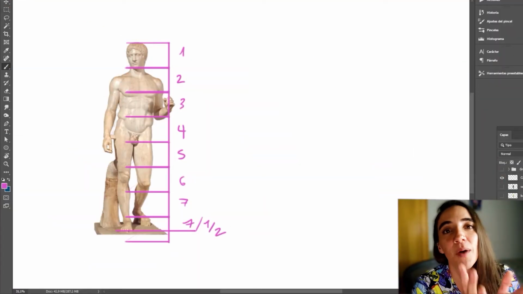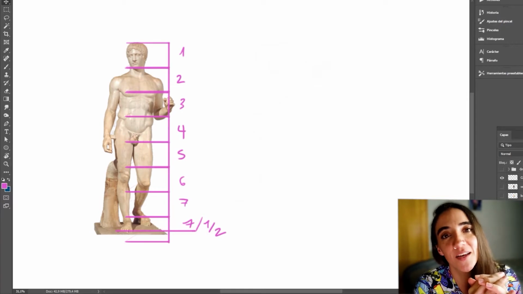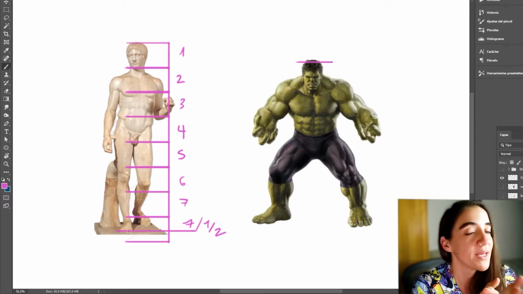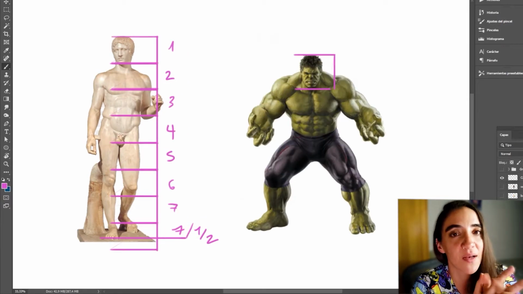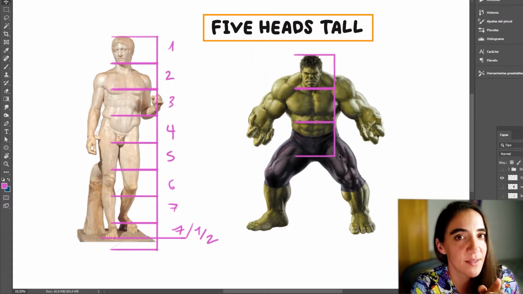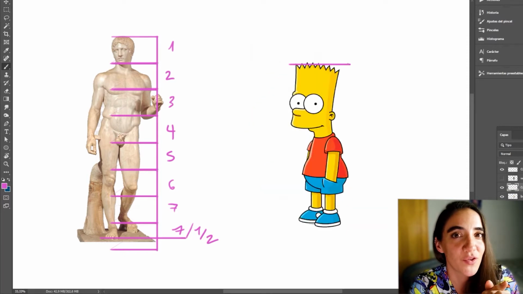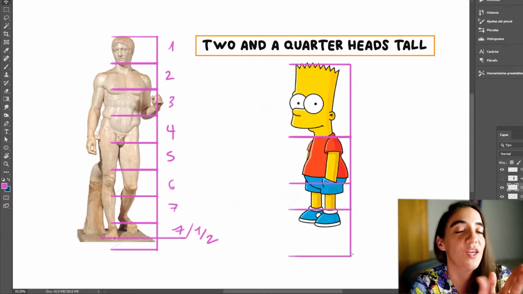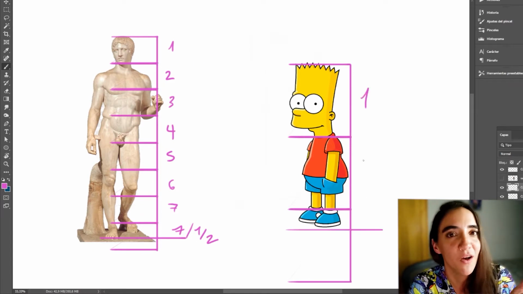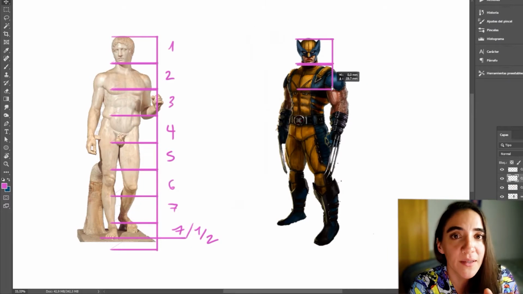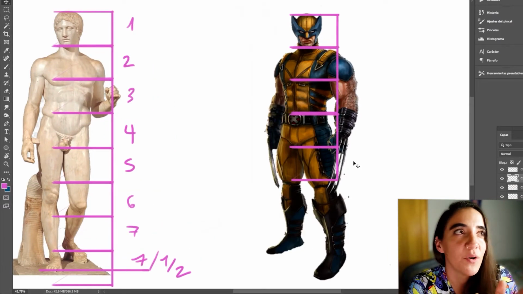If we check out some popular characters, we can see they don't follow this rule, but that doesn't make them less appealing. Like for example the Hulk, whose height is about 5 heads, and if we check out Bart, his height is about 2.25 heads, so that is a huge difference, but we all know they look awesome. And if we check out someone like, I don't know, Wolverine, who has this more superhero body type, it's about 8 heads.